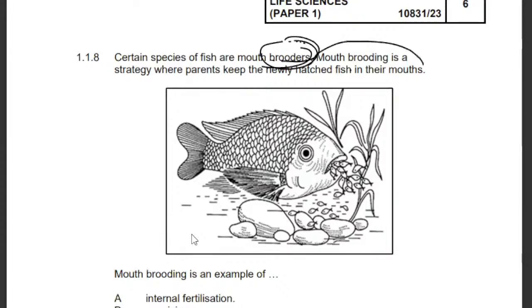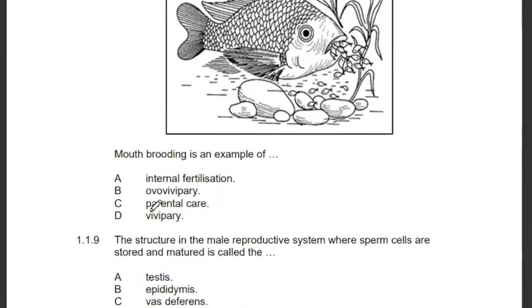So newly hatched, this is not related to reproduction. It's not at all. It's only related to care. You're trying to care for these kids you have given birth to or you have hatched. Understand? So they're saying that mouth brooding is an example of internal fertilization. No, there is no involvement of sperms here. Viviparity would have been, but it's not in the mother's womb. So it's also out. So parental care, this is the most correct.